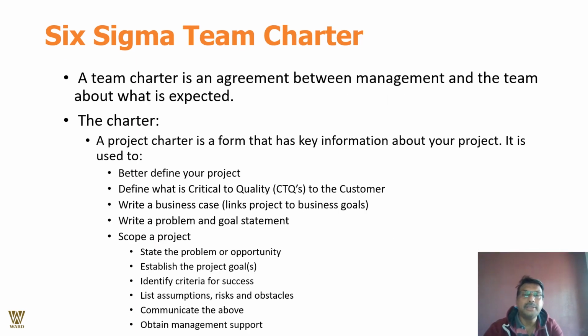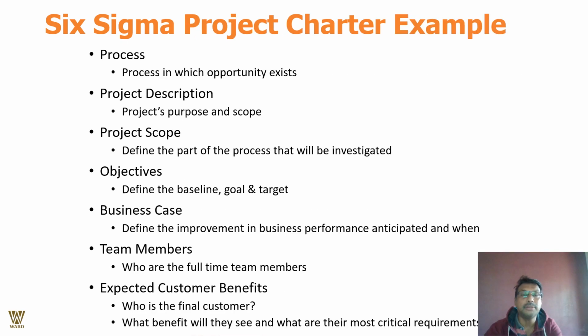So, Six Sigma team charters. A team charter is an agreement between management and the team about what is expected. Remember, the charter tells you everything. It has the key information about your project. It is used to define your project, give critical qualities, CTQs, critical to quality to the customer, write the business case, write a problem and goal statement, scope a project, state the problem or opportunity, establish the project goals, identify the criteria for success, list assumptions, risks, obstacles, communicate the above, and obtain management support then and there, as and when needed.